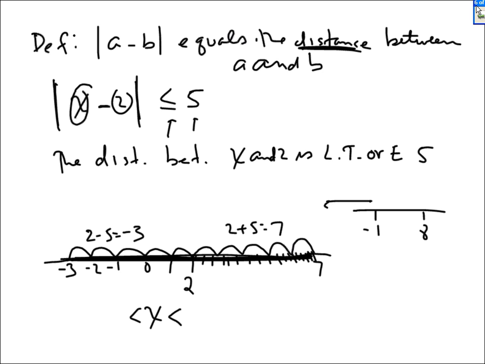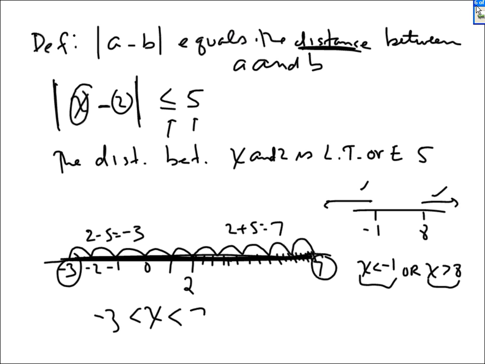It was to the left of negative 1 and to the right of 8. That means x is less than negative 1, or x is bigger than 8. 2 pieces, 2 inequalities. Here's one, or, and here's the other. Here I have one piece. X is in between negative 3 and positive 7. No matter what x I pick between negative 3 and 7, the distance between that x and 2 will be less than or equal to 5. Just think distance.